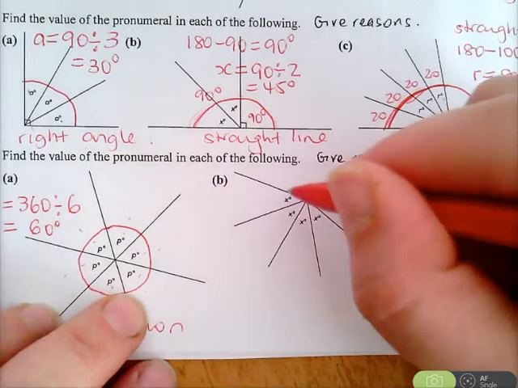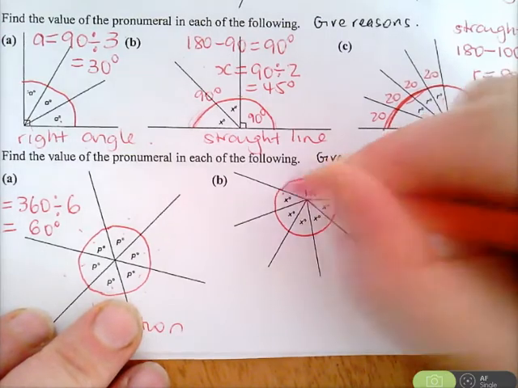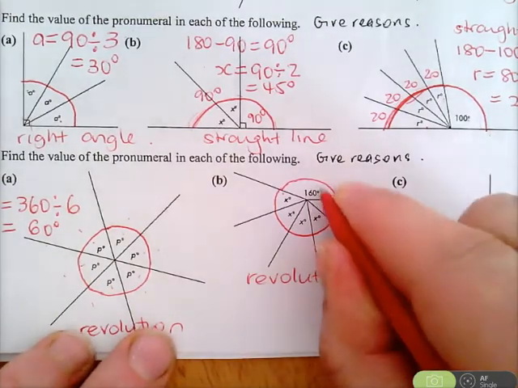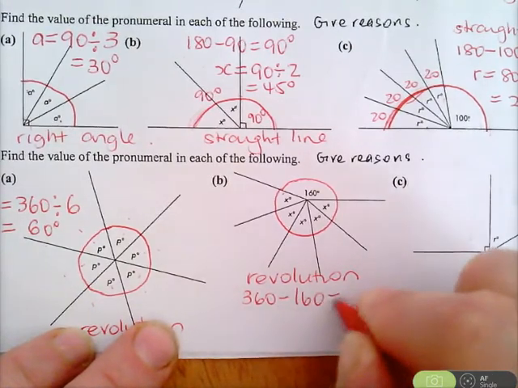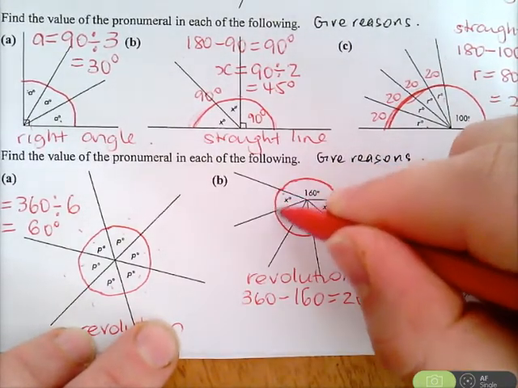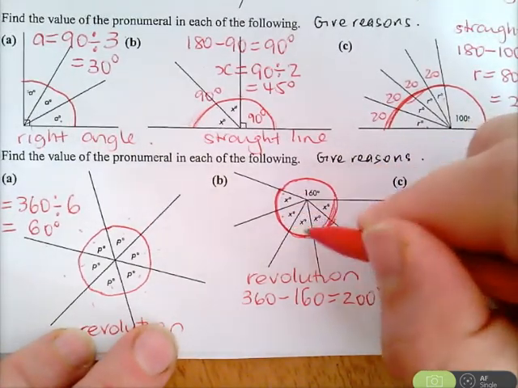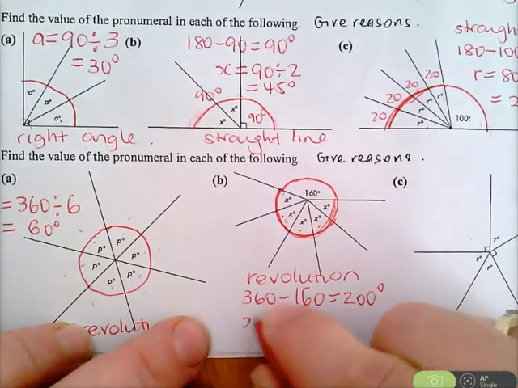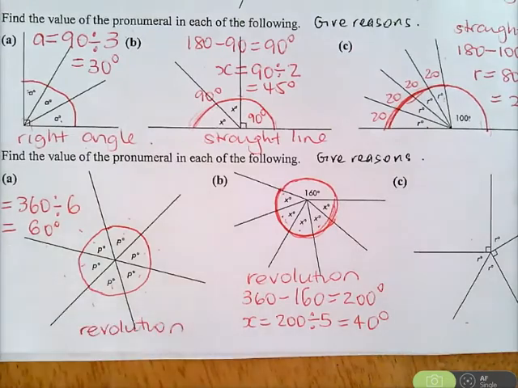Okay, looking at the next question, let's see what sort of angle we've got. We can start here. It doesn't matter where you start, and we go all the way around. So again, we've got a revolution. So we know that this bit is 160, so I'm going to do 360 take away 160, and doing that on your calculator you get 200 degrees. So if this bit's 160, the rest of this, all of that, is 200. So there are 1, 2, 3, 4, 5 parts that make up 200, and they're all the same. So one of the x's will be 200 divided by 5, which is 40 degrees. Okay?